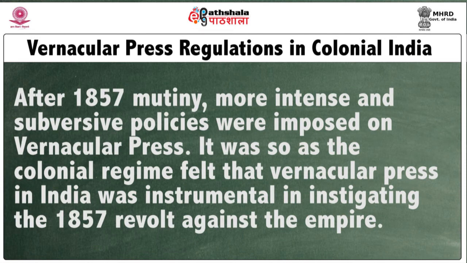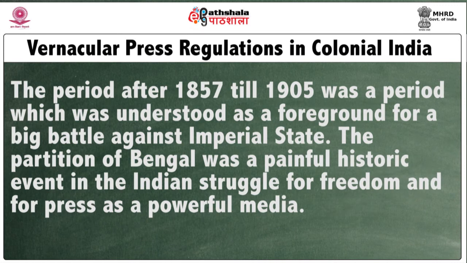After the 1857 mutiny, more intense and subversive policies were imposed on the vernacular press. It was so as the colonial regime felt that the vernacular press in India was instrumental in instigating the 1857 revolt against the empire. The period after 1857 till 1905 was understood as a foreground for a big battle against the imperial state.